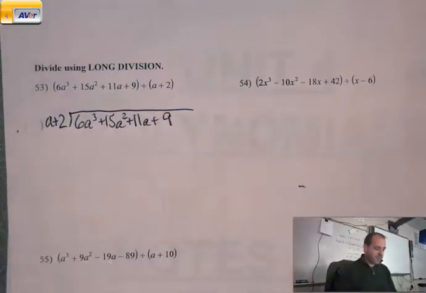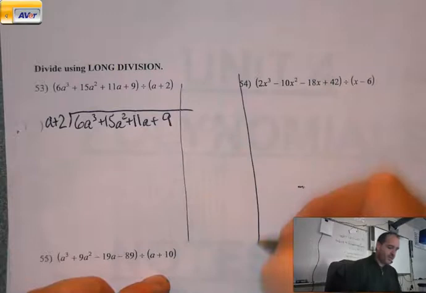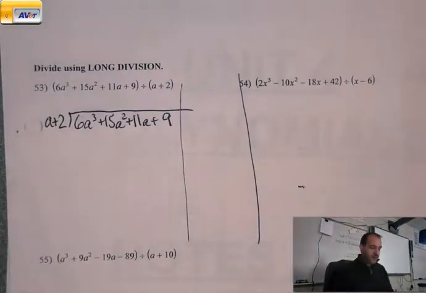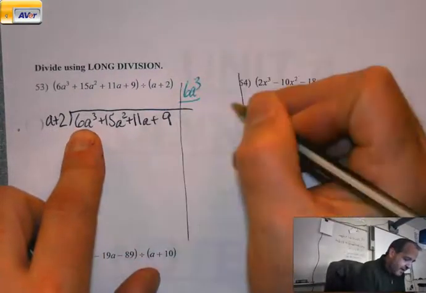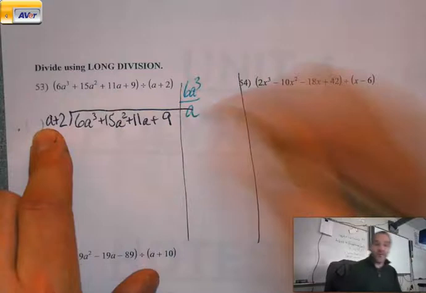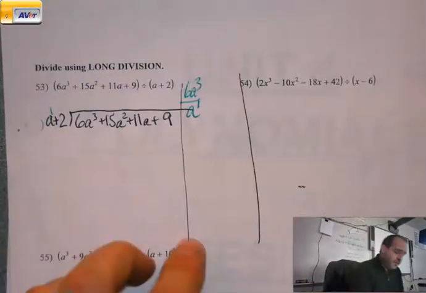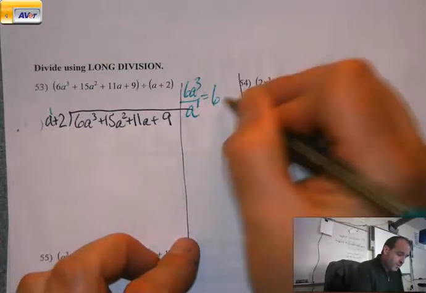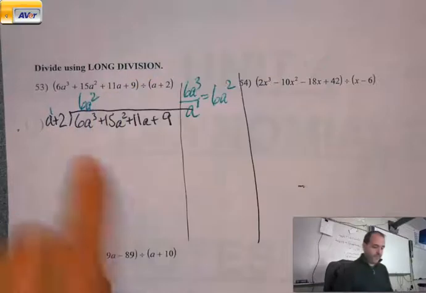Okay, so Hardy, how does this work again? All right, I would suggest doing a little side work here. We are going to take our first term here, 6a to the third, and we're going to divide it by the first term outside. Not the whole thing, just the first term, a to the first. So 3 minus 1 is 2. That answer goes right here.